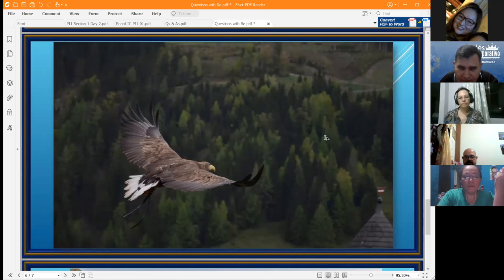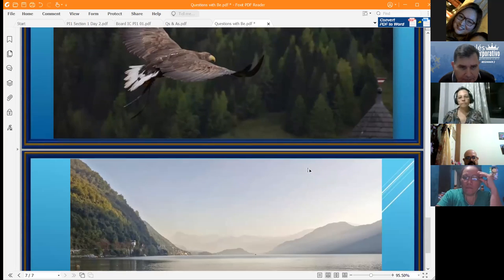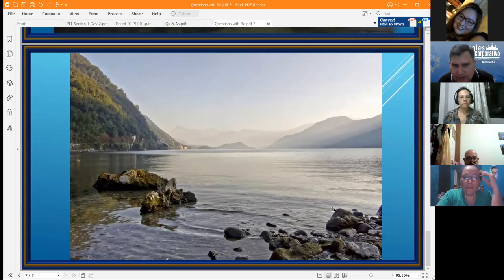Is this the mountains? Are people in the mountains? Where is the place? What country is it? Yes, exactly. Is the eagle very fast? This is the last picture. What can you ask about this picture?